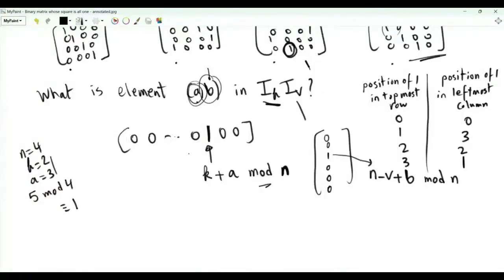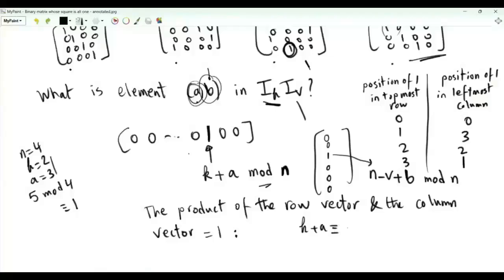When we multiply the row vector with the column vector, we get 0 unless the ones are in the same position. We need k plus a to be congruent to n minus v plus b. This is done modulo n. n modulo n is 0. Moving minus b to this side, b is congruent to a plus k plus v modulo n.